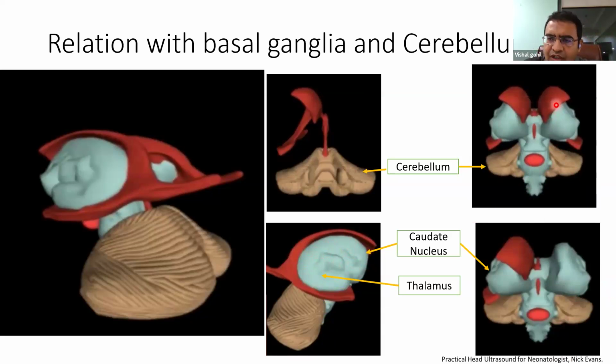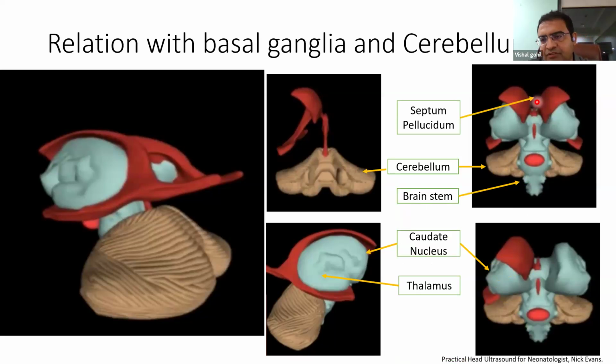So anyone from the audience, what would be in between that one? This is your frontal horn of your lateral ventricle. What would be in between that? Anyone from the audience? So that is your septum pellucidum. So this is a hollow area in between that one.